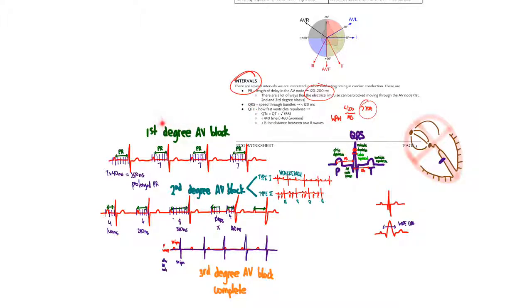The PR, we're going to have first degree block, second degree block, and third degree block. We know there's two types of second degree AV block. And we also talked about the QRS, where you can have a wide QRS and you can block one of these bundles. You can actually block either the right or the left bundle, and it causes a difference in appearance here.